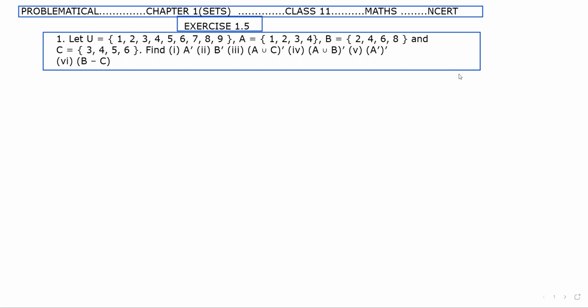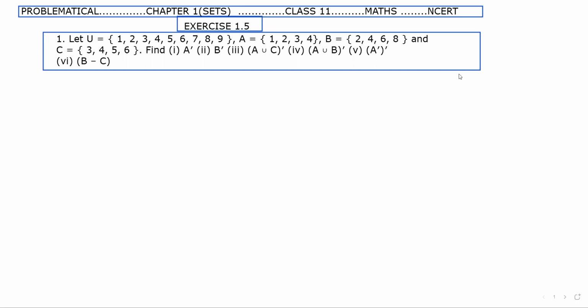We were discussing exercises of sets, chapter 1, class 11th maths NCERT. Let's start with exercise 1.5. First question: let U, the universal set, be given to you with elements 1 to 9. A, B, and C are also given to you. You have to find the respective values.